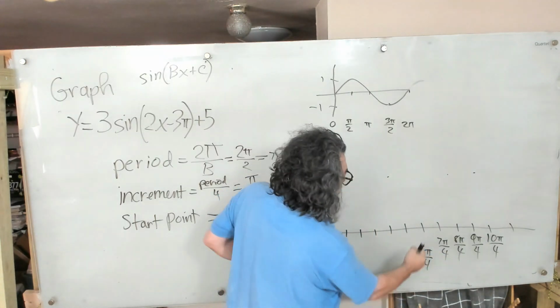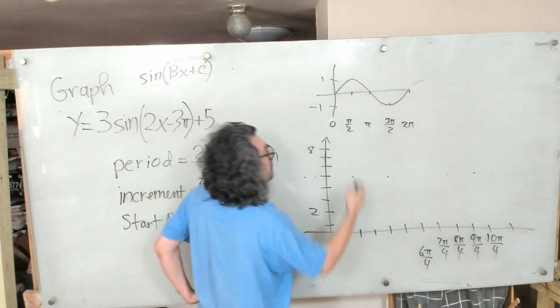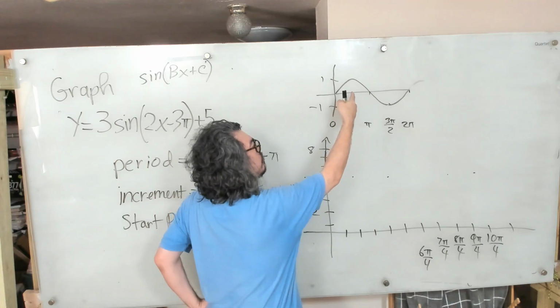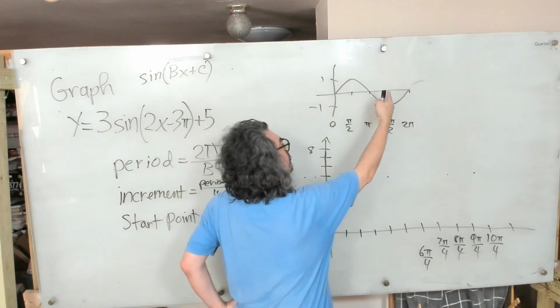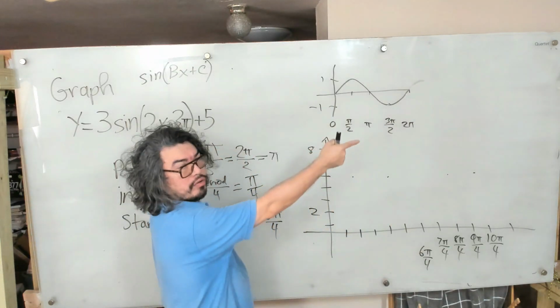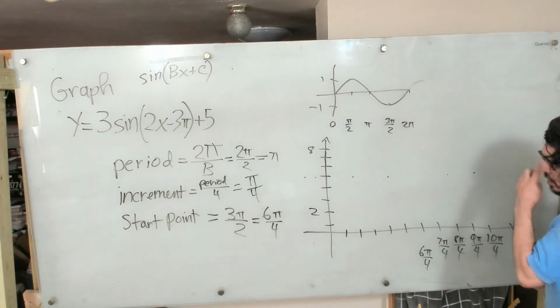Now remember, we add the increment once, twice, 3 times, 4 times, because if we start at 0 on the parent graph, we go plus 1 increment, plus 2 increments, plus 3 increments for this point, and then plus 4 increments. So we always add 4 increments to get the complete period. So now watch this.